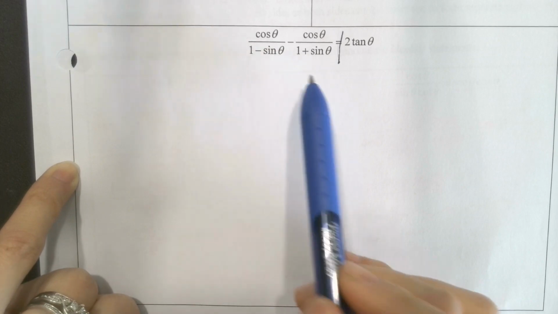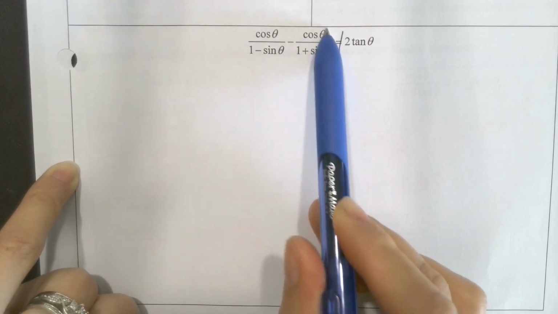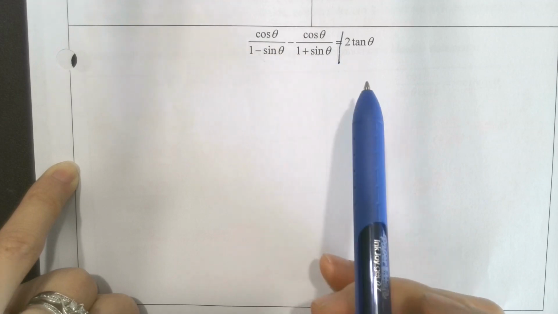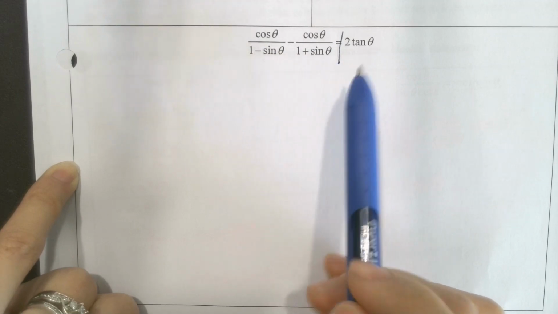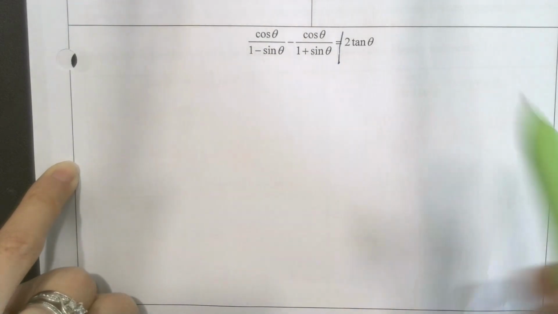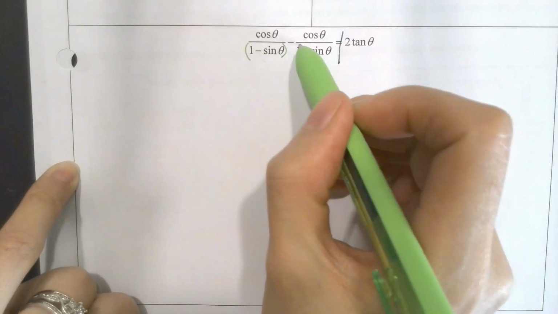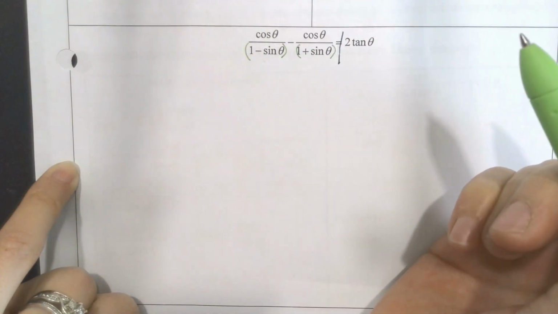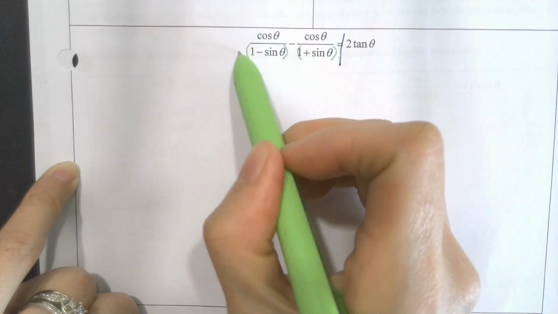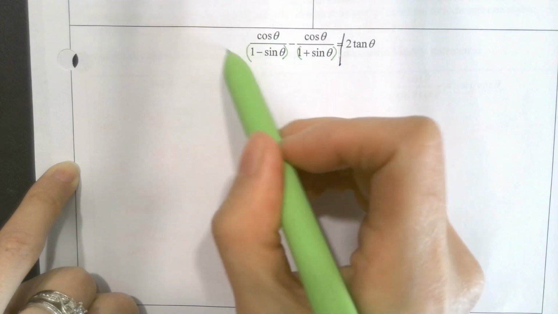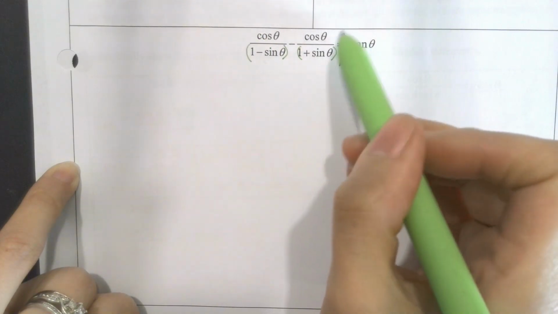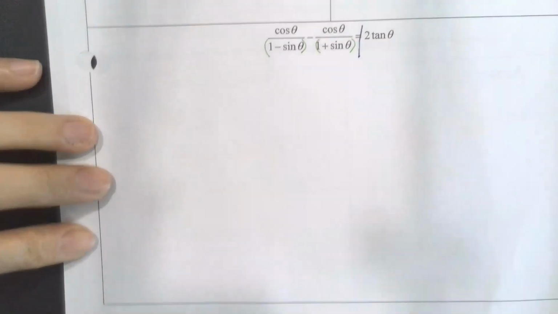Now, you just look at it. All right, you're doing fraction minus fraction. What do we need? We need the common denominator. What will be the common denominator? Your denominators do not have any common factors. So what you need to do is multiply 1 plus sine theta top and bottom of the first fraction, and multiply 1 minus sine theta top and bottom of the second fraction.